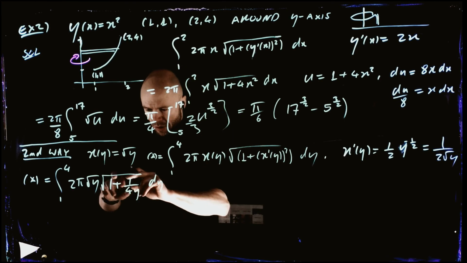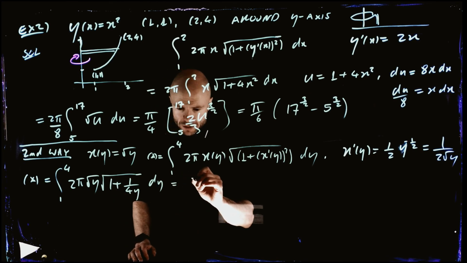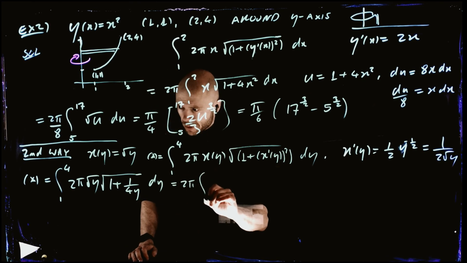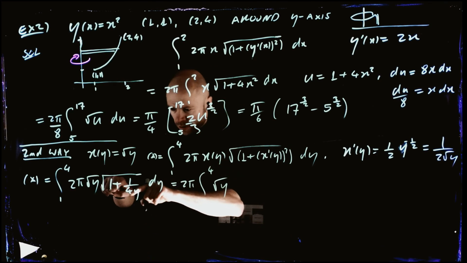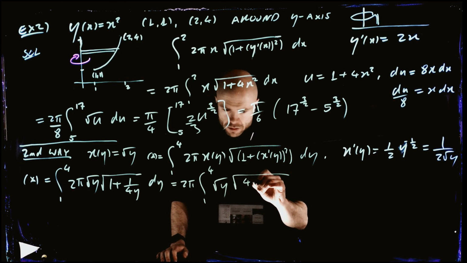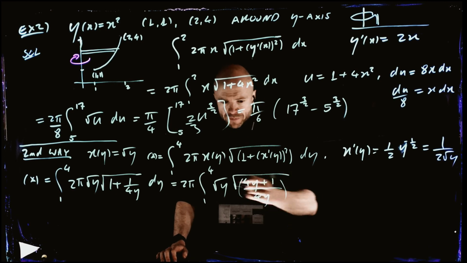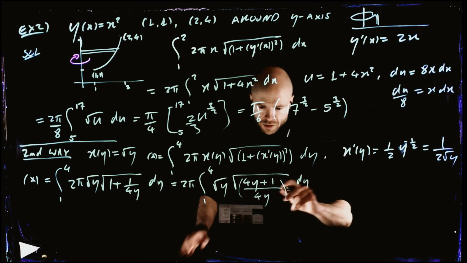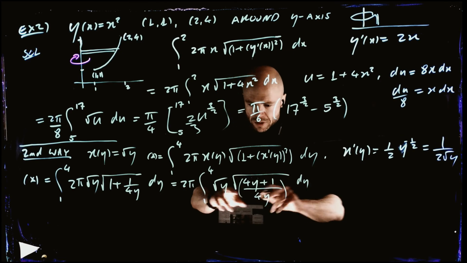And then we just calculate this. So I want to make a common denominator, and I see there's going to be some simplifications. So let's pull out the 2 pi, integral between 1 and 4, square root of y. Let's put this under the common denominator of 4y. So we're going to have 4y plus 1 over 4y, common denominator, right? And then I'm going to take the square root of the top and the bottom, and then I'm just going to have a 2 at the bottom.